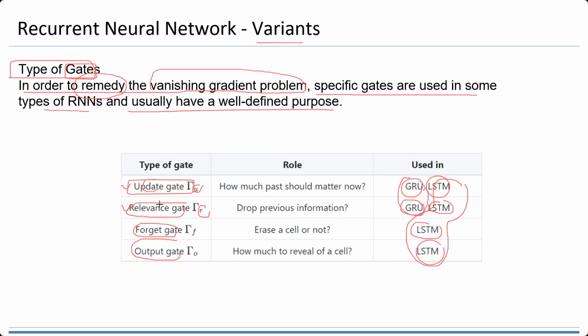With the update and the relevance gate, they just want to know what is the current weight that is good for the next step. With the relevance gate, we want to know what are the most important values for the next step, and we can remove some unimportant weights.